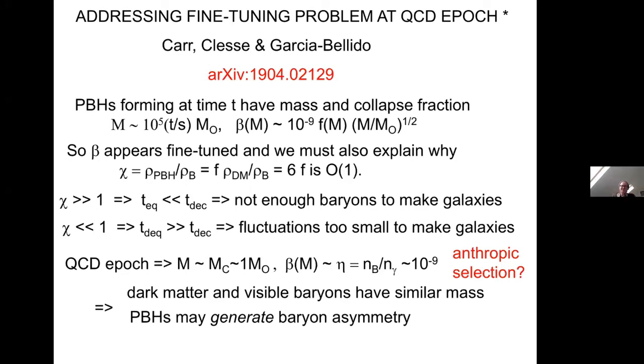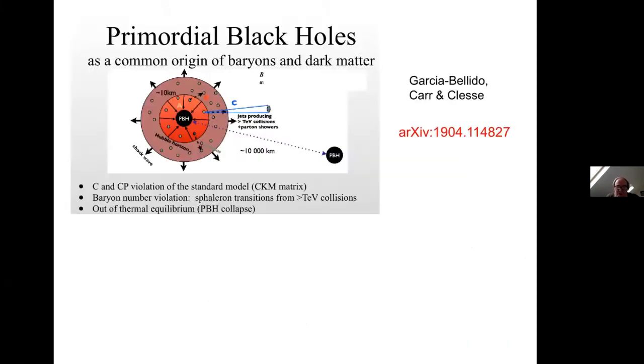The most obvious answer is to say, well, maybe the PBHs actually generate the baryon asymmetry. This was the focus of the paper with Garcia, another paper with Juan and Sebastian, where we argue that when the black hole collapses, it generates an outgoing shock wave, rather like a supernova, and the shock wave gets so hot that it can, in principle, produce baryogenesis.